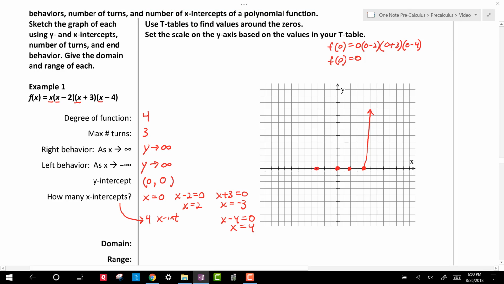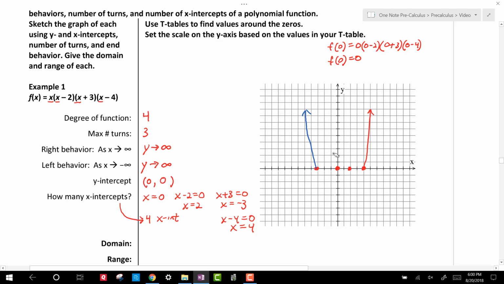Okay, so my left side's going to go up from there. Now, what's it doing in between? Is it going to bounce off of this x-intercept and go back up in the middle here like this? Is it going to go down through there and around like this? We don't really know what this thing's going to do. Well, maybe we do, maybe we don't.